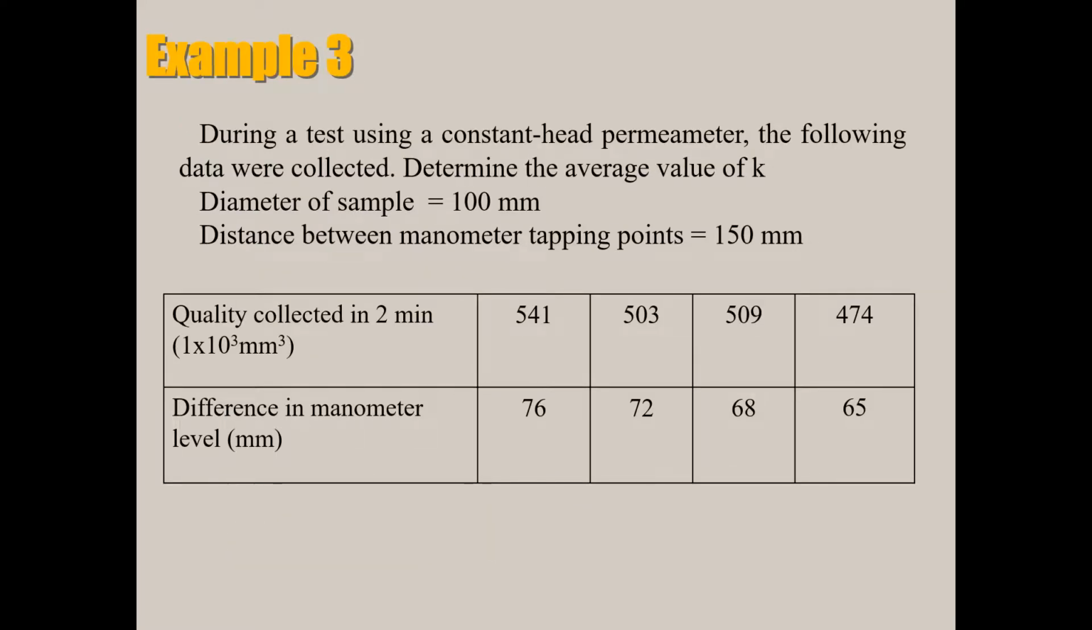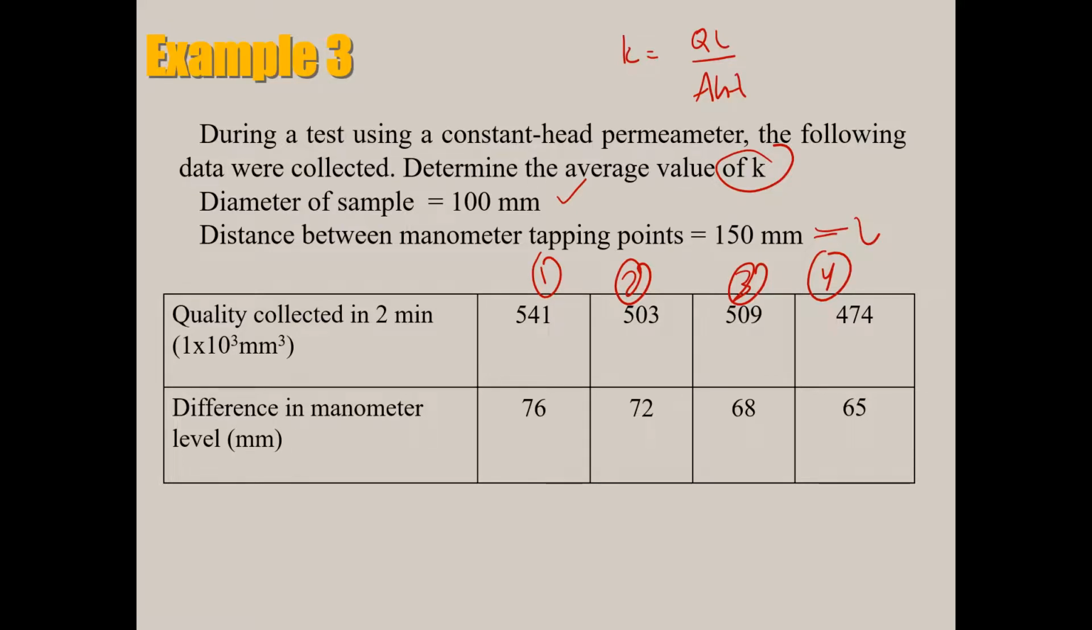Example 3, still constant head test. The following data were collected, determine the average value of K. So it means that you have to calculate the K value for each series of testing. We have 4 series of testing here, a repetitive procedure. Everything is constant: the diameter of the sample is constant, and the distance between the manometer tapping points is given, which is L.